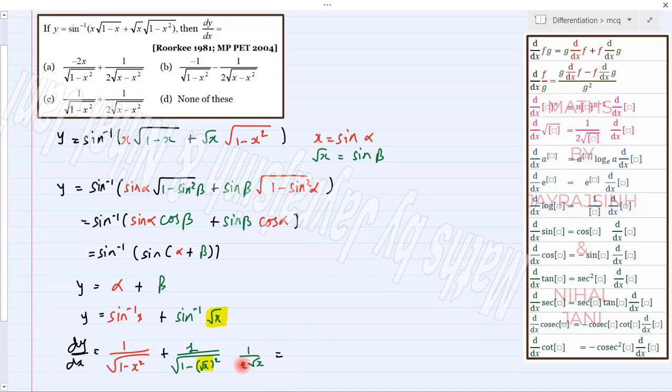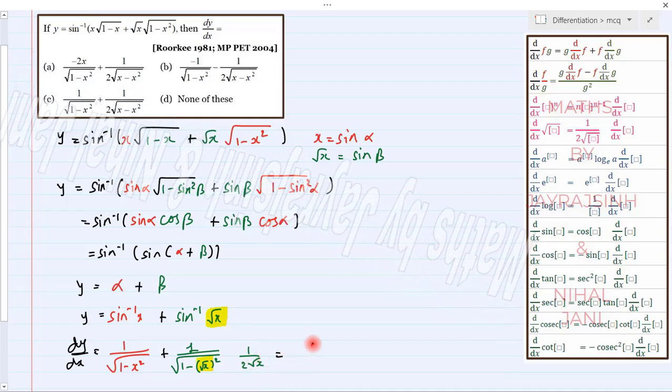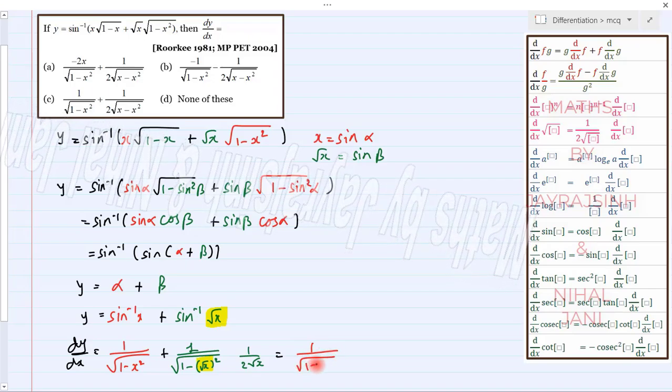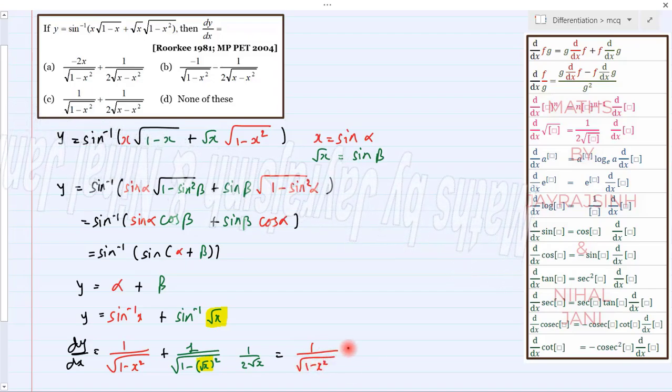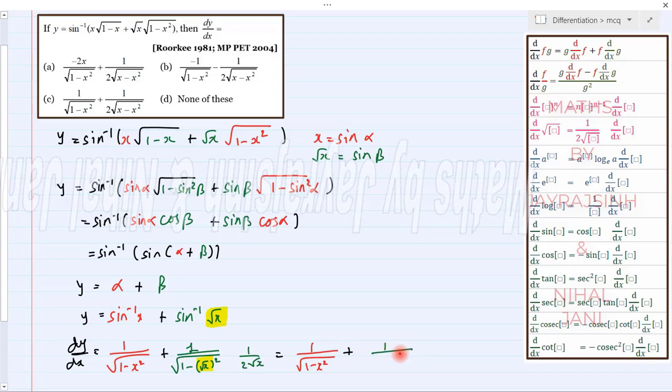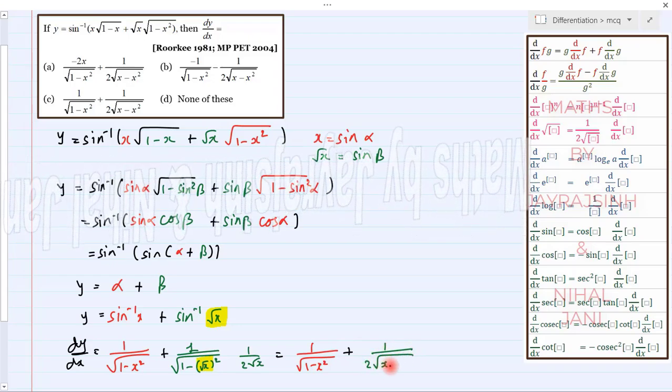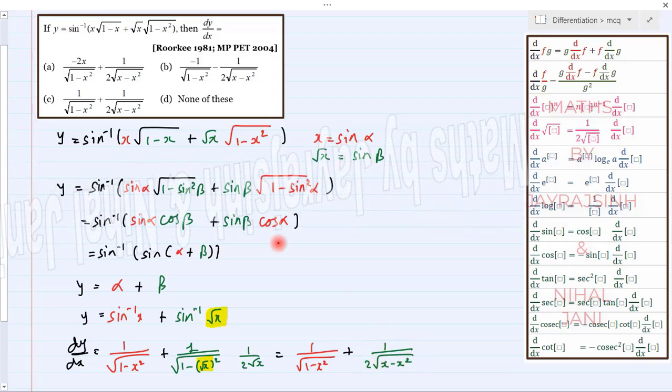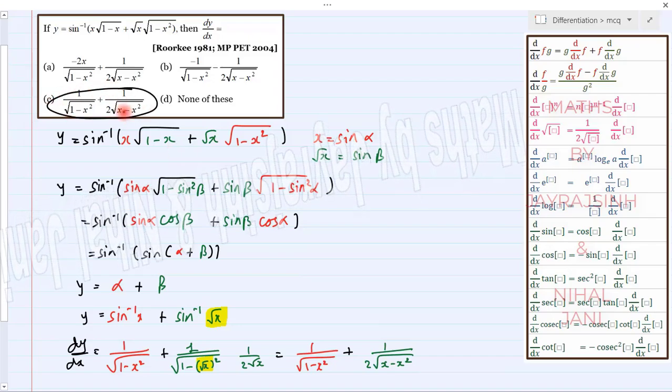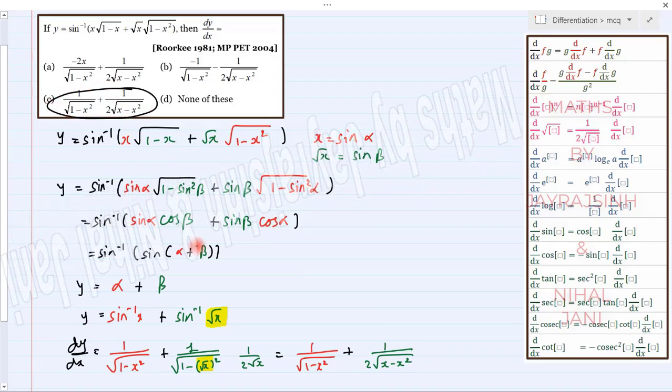So if you multiply 1 upon root within the bracket, your final answer will be 1 upon under root of 1 minus x square plus 1 upon 2 under root of x minus x square, which is given in option C. Ta-da!